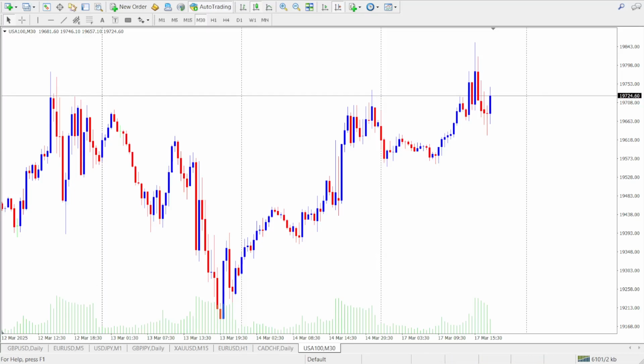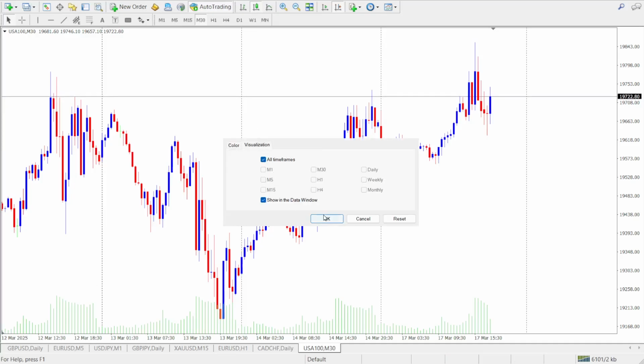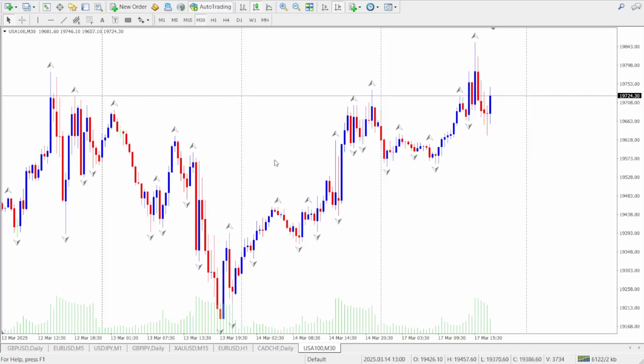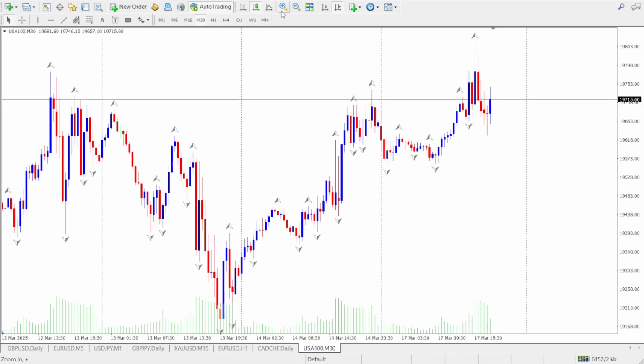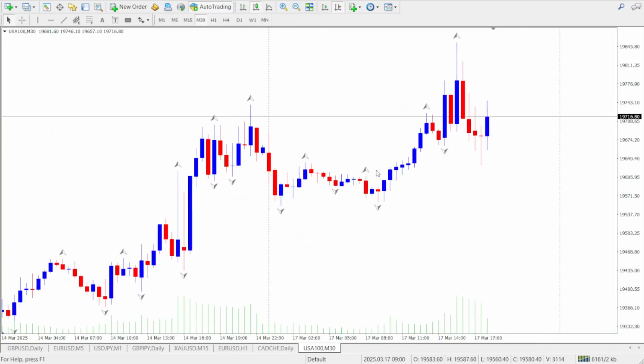Now, what is the fractal indicator? Let me just add the indicator to the chart. This is the fractals indicator, okay? It's developed by the legendary trader Bill Williams. And this indicator helps to identify turning points in price action, by highlighting short-term highs and lows.